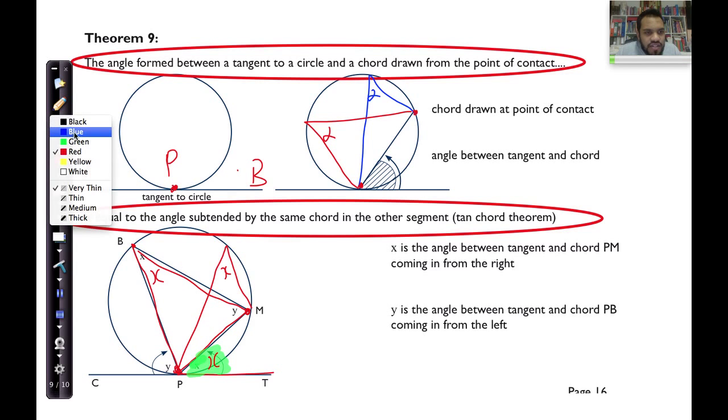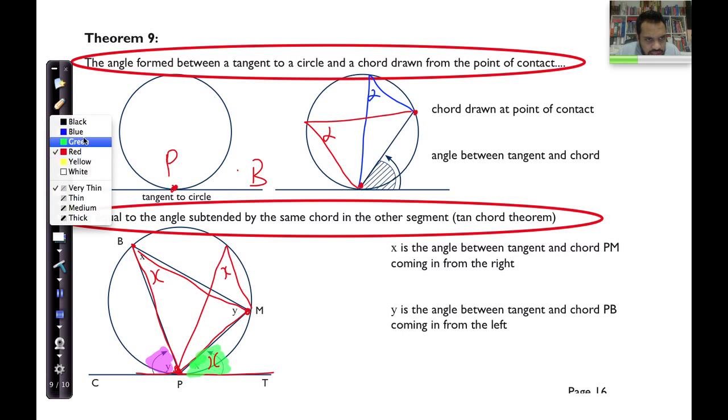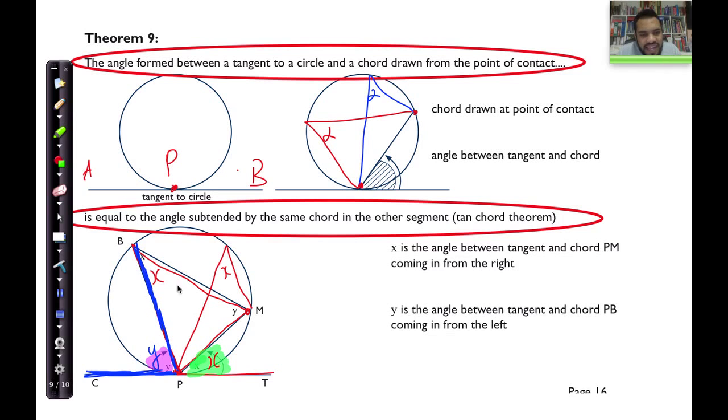What if I take the tangent on this side? Let's get a different color highlighter. Let's go pink. I'm interested in that over there. Now I've still got a tangent. Let's not make it red. Let's make it blue. I've got this line over here. That's also a tangent line. I've got that tangent line over there. And I've got this particular chord. Right? I've got that particular chord. And I've got an angle called the angle Y. Then any line that I make, for example, in the other segment, like that, is also equal to Y. Or this over there, that's also equal to Y.